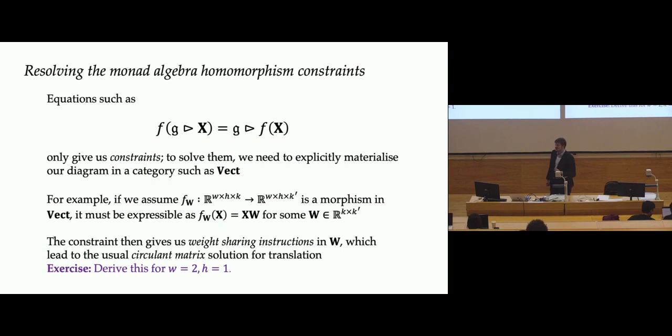I think it's a good exercise to try to derive this from first principles. So if you have some time after the lecture, take the special case of 2 pixels. So width is 2 and height is 1, and see which constraints you get for W in that particular case.